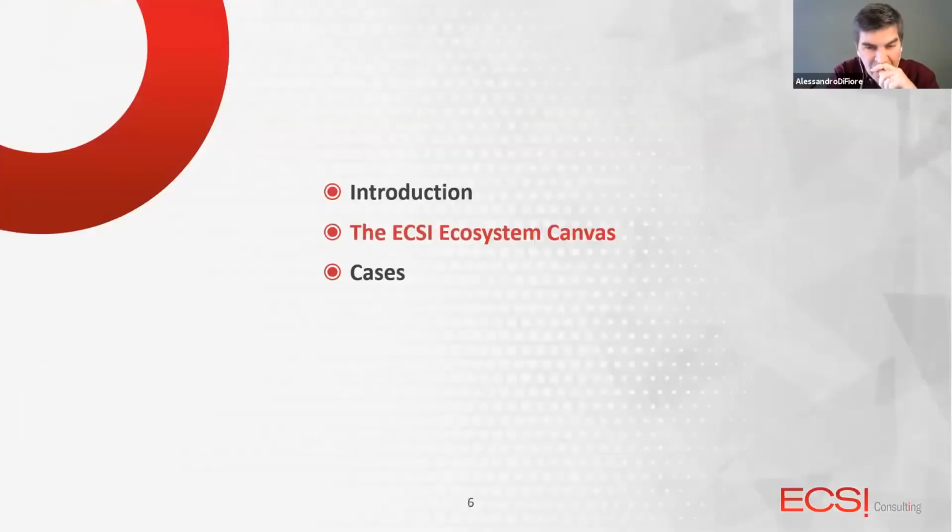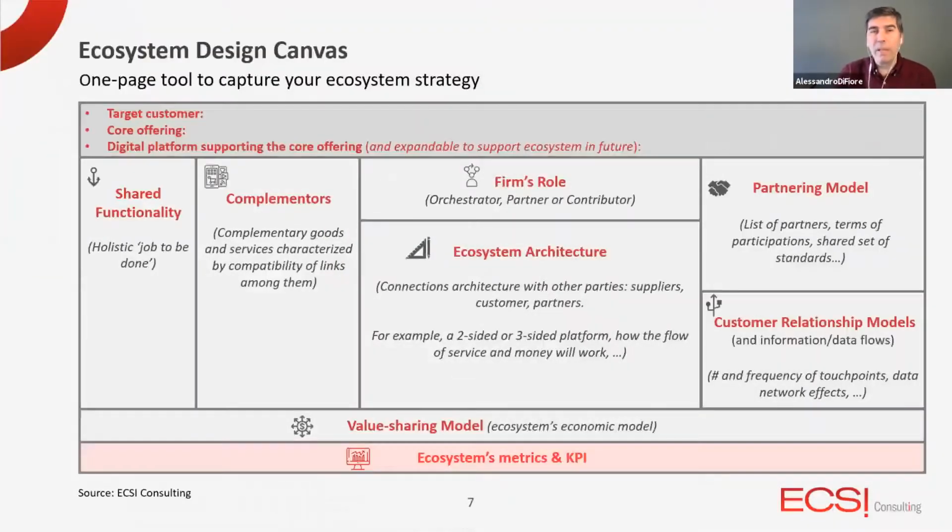So let me present one simple tool. How do we design an ecosystem? A simple tool, we try to summarize in one page. You are probably familiar with the business model canvas. We try to make a very simple exercise with a similar goal. In one page, you want to summarize and capture all the components. So let's start from the top.